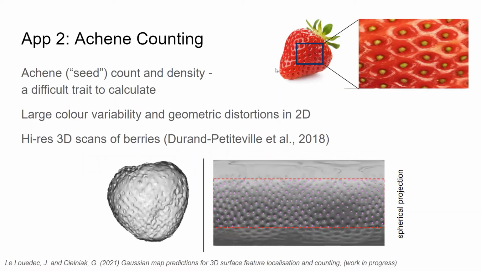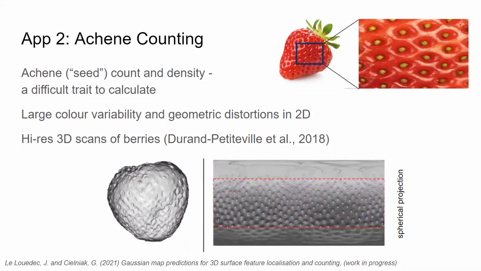Even if you look at this high resolution 2D image, you will see that these are difficult objects to actually detect and localize. They have different colors depending on the species and the maturity stage, but also due to the geometry of the strawberry, it's very difficult to regress that information from the image. So what my student Justin is looking at is to exploit the 3D information for that purpose.